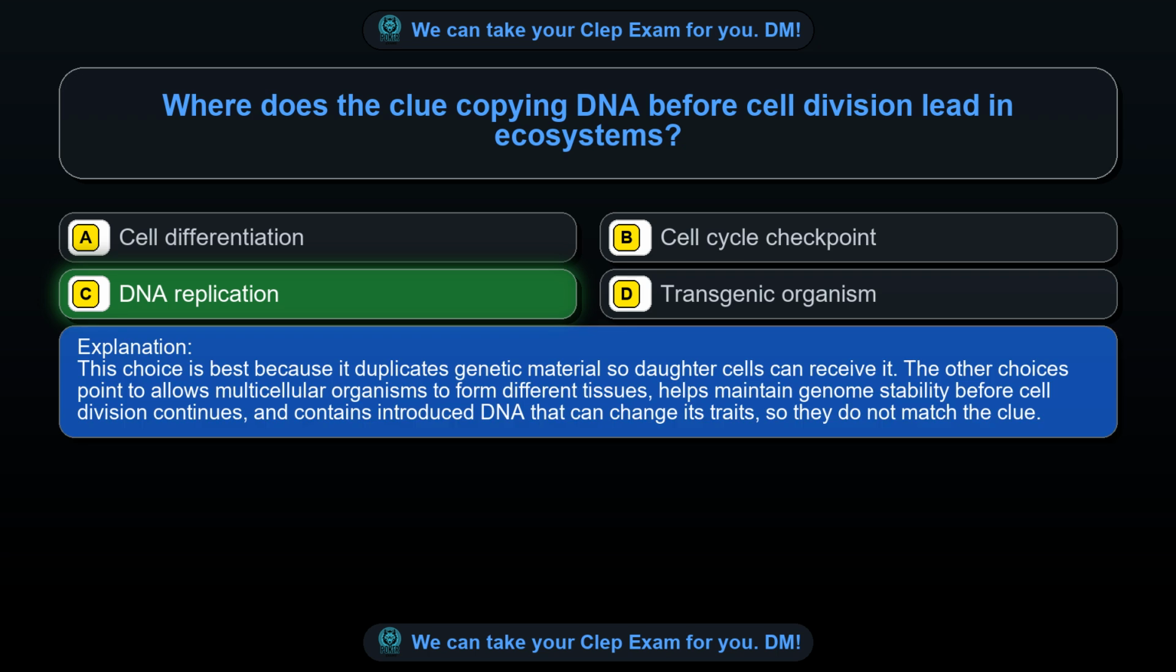This choice is best because it duplicates genetic material so daughter cells can receive it. The other choices point to a process that allows multicellular organisms to form different tissues, a step that helps maintain genome stability before cell division continues, and an organism that contains introduced DNA that can change its traits, so they do not match the clue.